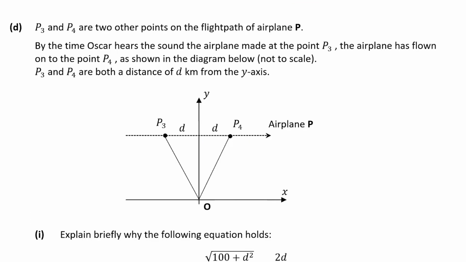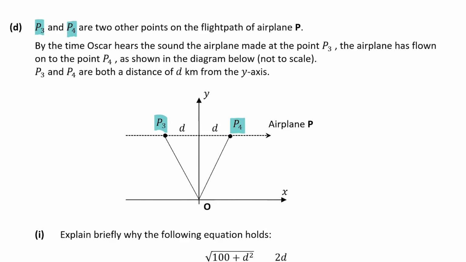Now in question D, we're still dealing with a very similar diagram. We're told that P3 and P4 are two other points on the flight path of the airplane P. So they're other points that the airplane flies through when it's flying above Oscar 10,000 meters above him. By the time Oscar hears the sound of the airplane made at point P3, the airplane has flown on to the point P4, as shown in the diagram below.